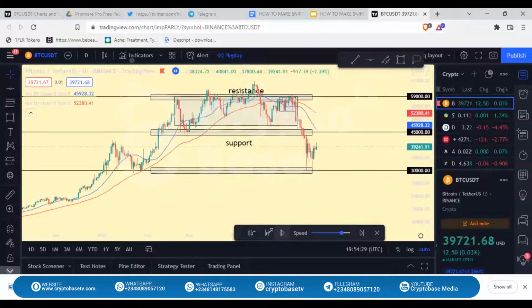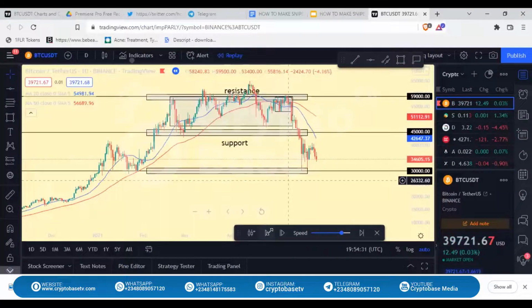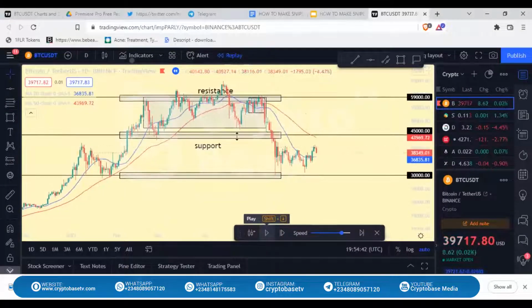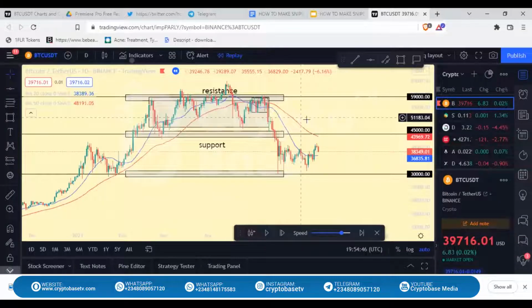Now for you to know when to take a long, I'm still going to be using this same BTC USDT chart. This is like I backdated this chart to April 2021.